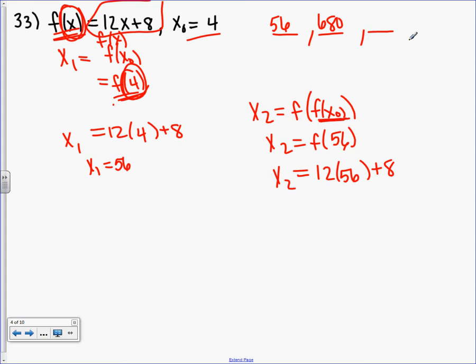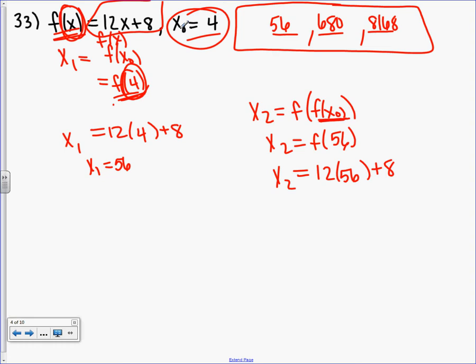What would we do for our third one without having to write anything down? Plug in 680. 12 times 680 plus 8 is 8,168. So I know how confusing that formula looks. Literally all you do every time is plug this guy in first, and his answer you plug in next, and his answer you plug in next. That's it. It's just substitution.